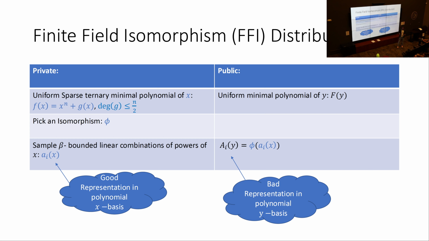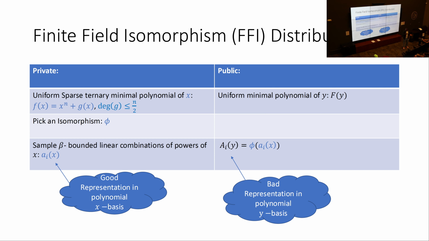Now by the FFI distribution, I mean the following. You sample small linear combinations of powers of x and you give the image of the thing. And that's your representation, that's your FFI distribution. Okay? So in some sense, in the talk you can consider that beta is 1 for simplicity. What it is saying is, in the private representation you have a good representation, but in the public it's kind of a bad representation. I will come with some example later, but this is the whole idea.